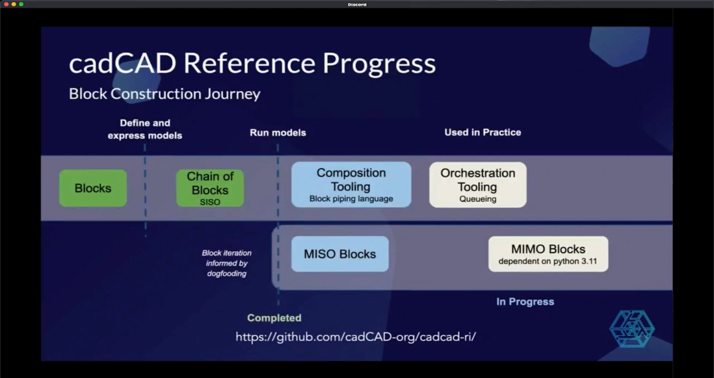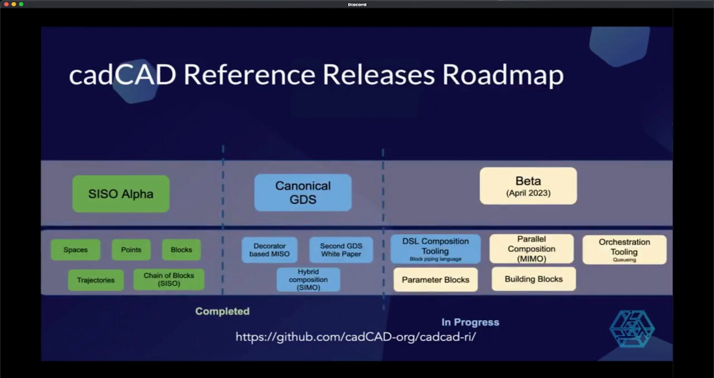To get a little more granular, this is about how blocks are constructed with different input-output parameters. I'll go to the next slide to get this in more detail. Multi-input, single output will be decorator based, and that's in progress. And then a hybrid composition, which will support single input, multi-output. This will be under the overall umbrella of canonical GDS, generalized dynamical systems.